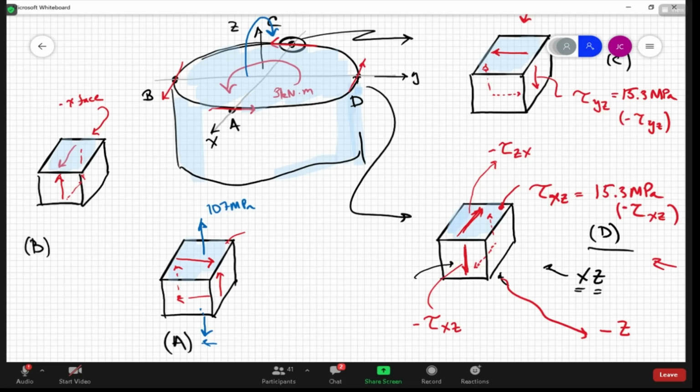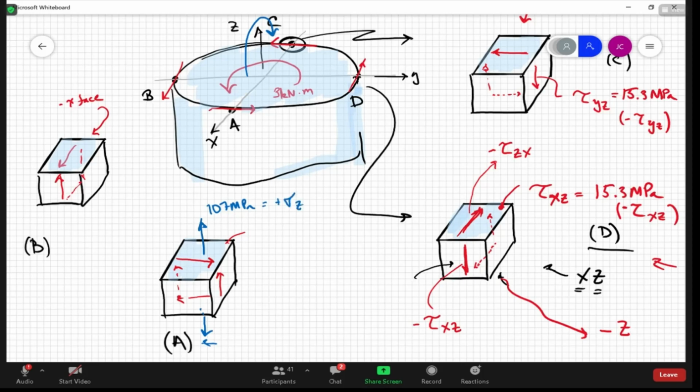Sigma X, sigma Y, or sigma Z? It's a normal stress, right? It's a normal stress. What direction? Sigma Z. That is a sigma Z stress. That is a positive sigma Z stress.